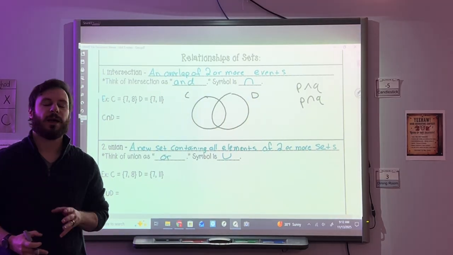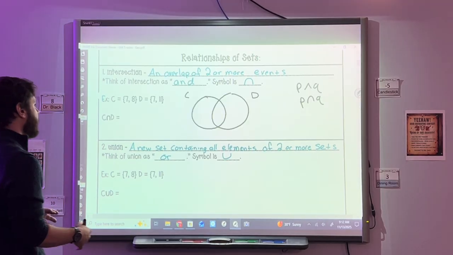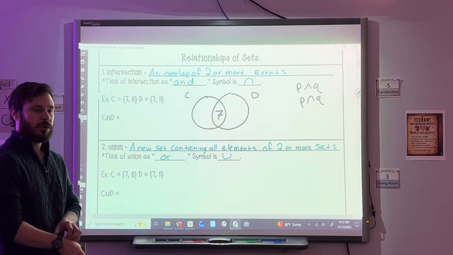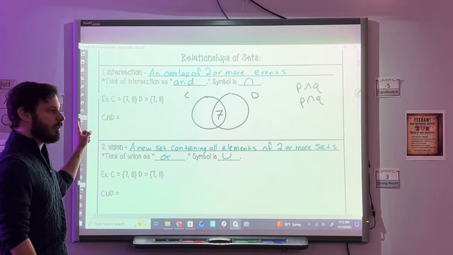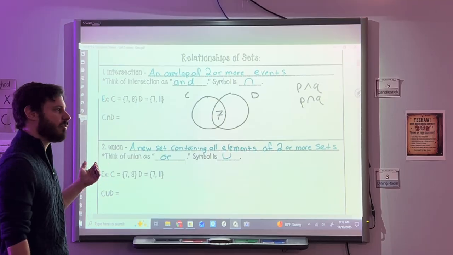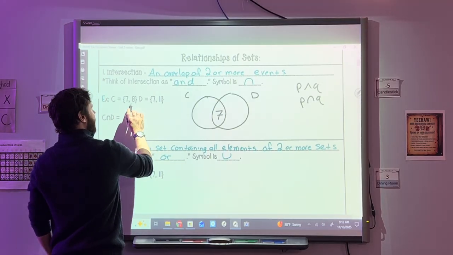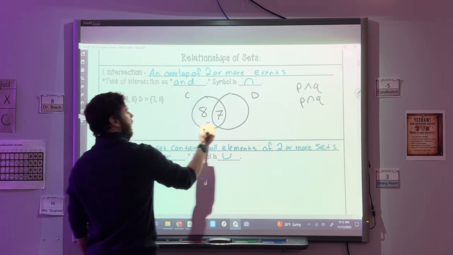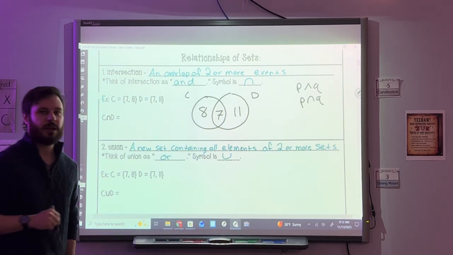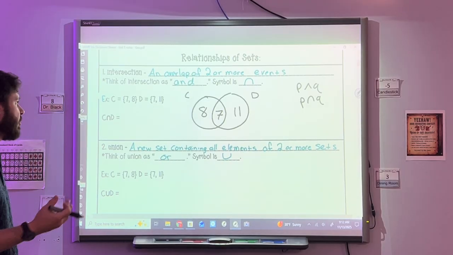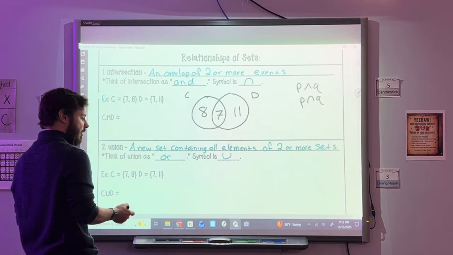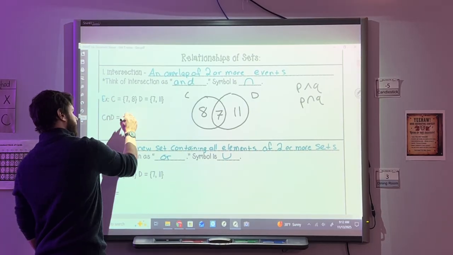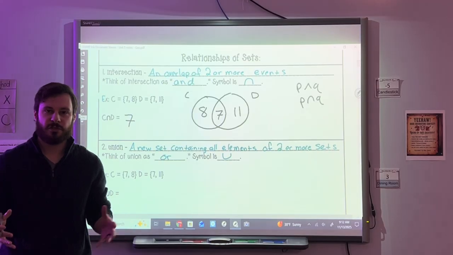So we have this overlap, right? What existed in both C and D? Well, it was 7. 7 exists in both of those circles. So we need to exclude items in the set that don't go to the other one. C has 8, but D doesn't have 8, so it must live over there. And over here, D needs to have the 11. But where they overlap, where something is in both, that's going to be 7 in the middle. So you can say C and D is 7. It's just what is in C and D? 7.